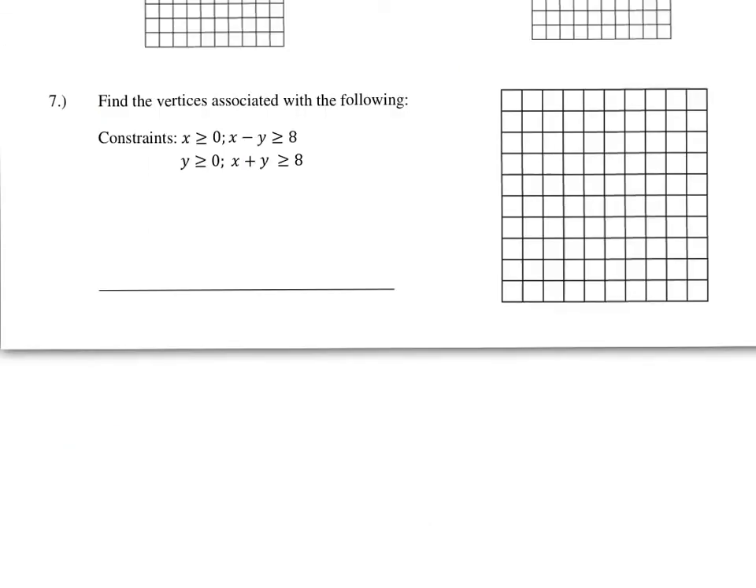Alright, let's take a look at number 7. It says find the vertices associated with the following. So we have constraints. X is greater than or equal to 0. Y is greater than or equal to 0. That implies that we're in quadrant 1. So I'm going to exaggerate everything that you see here, and I'm going to make this quadrant 1.